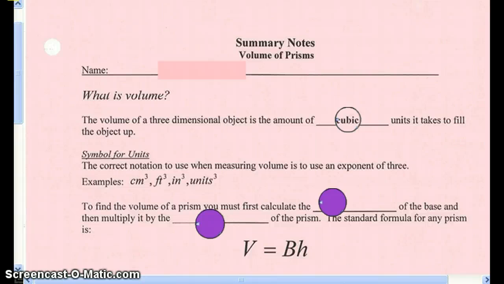The correct notation to use when measuring volume is to use an exponent of 3. So we'd use centimeters cubed, feet cubed, inches cubed, or units cubed, or any other unit for volume.